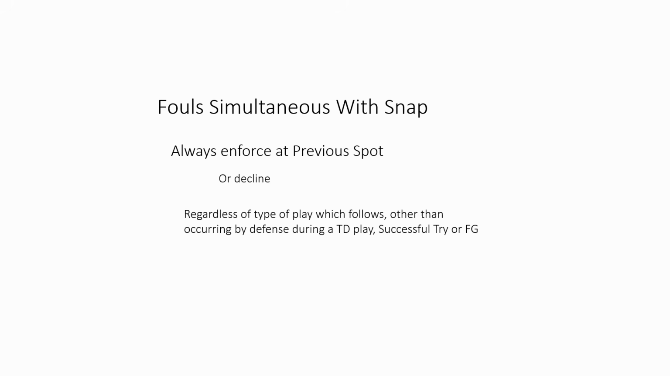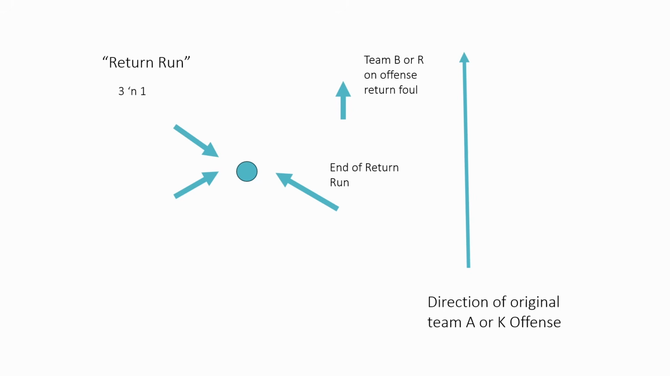Having gone through all the importance of knowing loose ball play versus running play and when the foul occurs in which of those situations, we have to bring you back to one situation where these things don't matter. A foul simultaneous with the snap, we're always going to enforce from the previous spot or decline the penalty, regardless of which type of play follows the snap. Then you're going to use previous spot for fouls simultaneous with the snap. Of course, we also have a special rule for fouls occurring by the defense during a touchdown, successful try, or field goal.